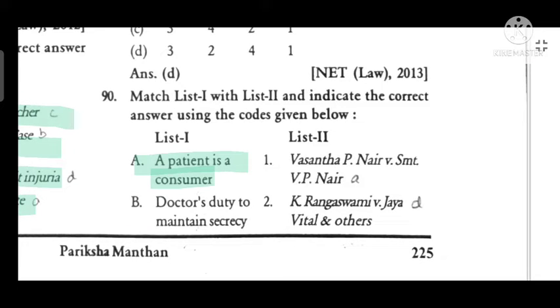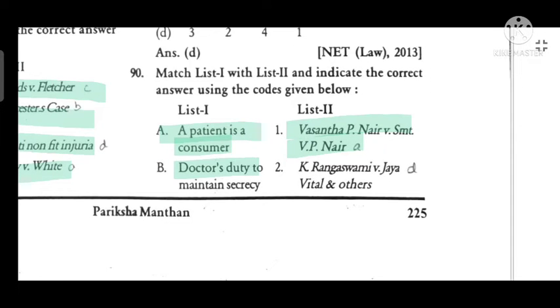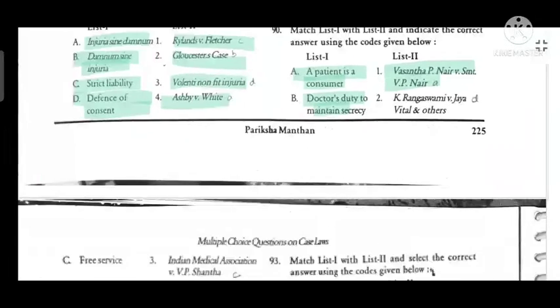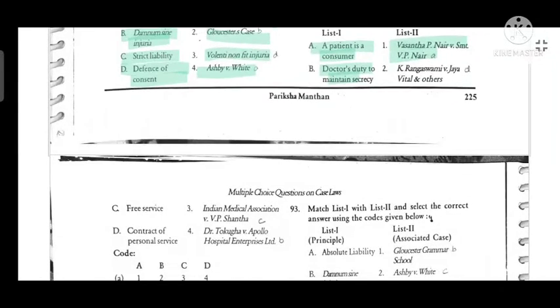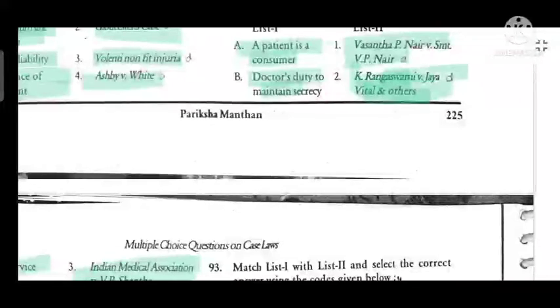Patient and the customer. Vasantha P. Nair versus Smt. Nair. Doctor's duty to maintain security. Dr. Tojuga versus Apollo Hospital Enterprises, free service. Indian Medical Association versus V.P. Shantha, contract of personal service. K. Rangaswami versus Jaya Vittal and others.